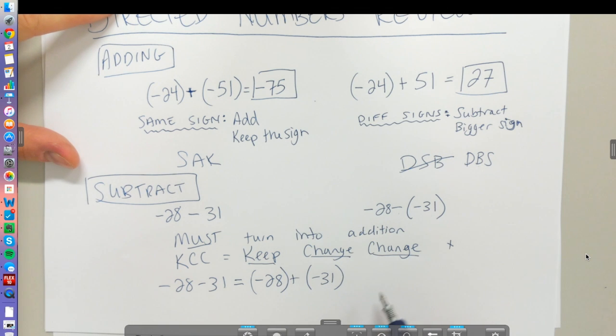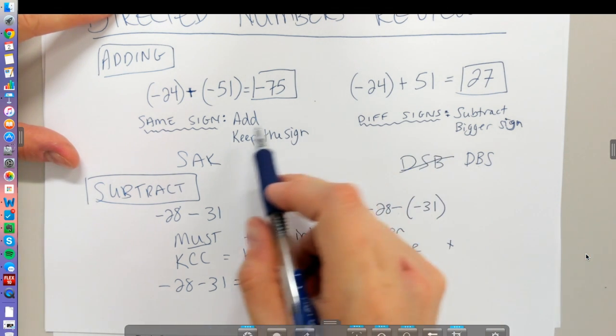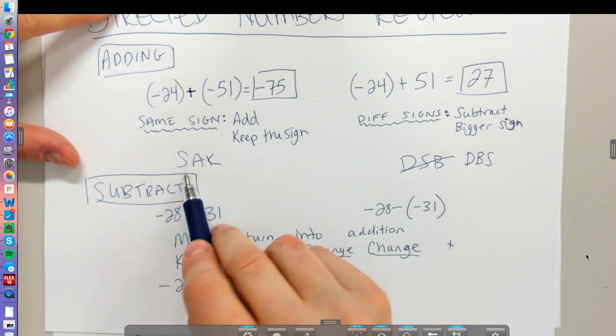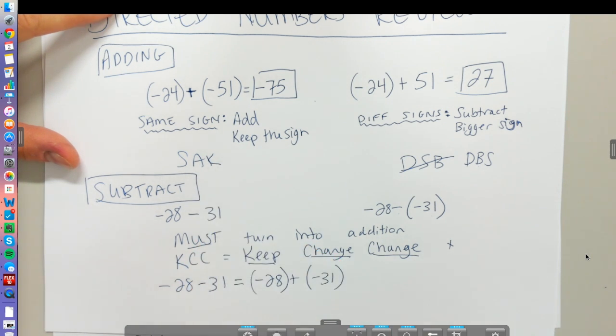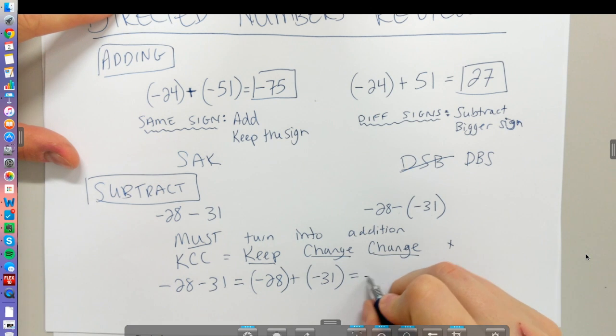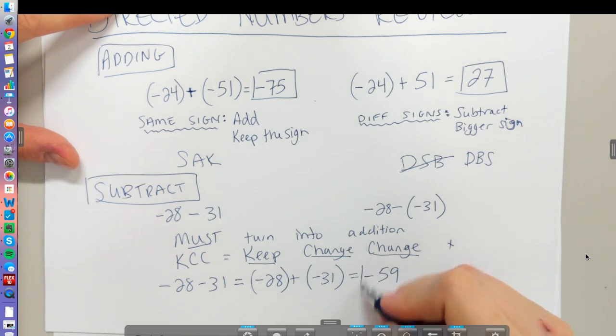And now I can follow my rules from above. Let's see. Same sign, SAK. Same sign, addition, keep the sign. So I add them together, right? And keep the sign: negative 59.